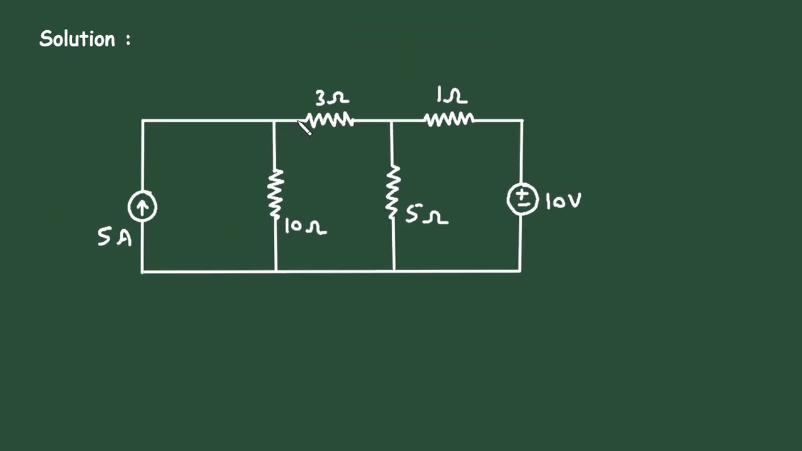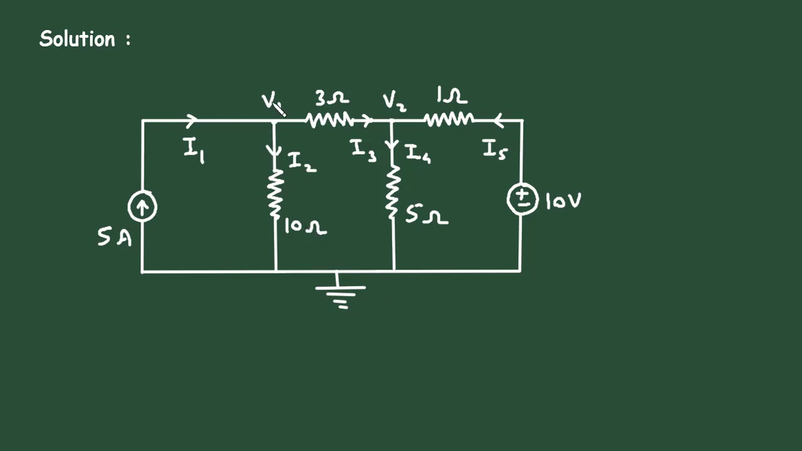First of all, let's say this is node 1 with voltage V1 and this is node 2 with voltage V2. Let's say this is current I1, this is current I2, this is current I3, this is current I4, and here this is current I5. All the currents go toward the reference node. This is the reference node with 0 voltage.